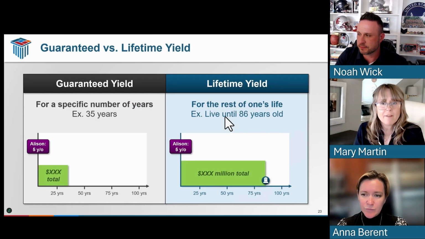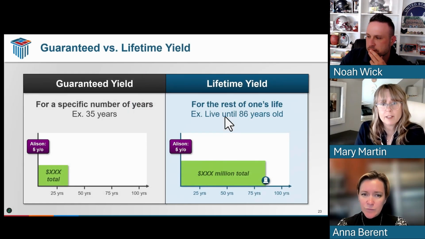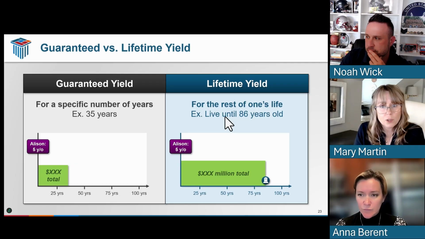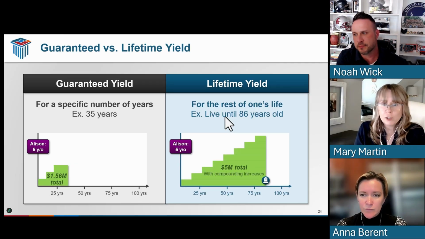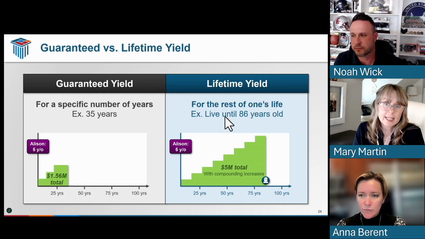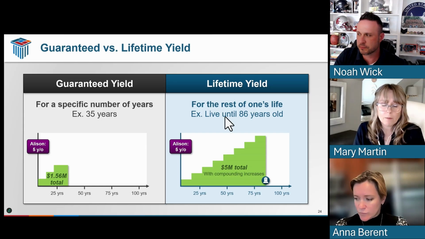So we'll typically have a combination of guaranteed yield, which means money that's paid regardless of whether plaintiff is living. If you do get hit by that bus on the way home, your children or your spouse or whoever you designate will receive that money. And they'll also receive it tax-free. So that prevents anybody from getting a windfall, right?